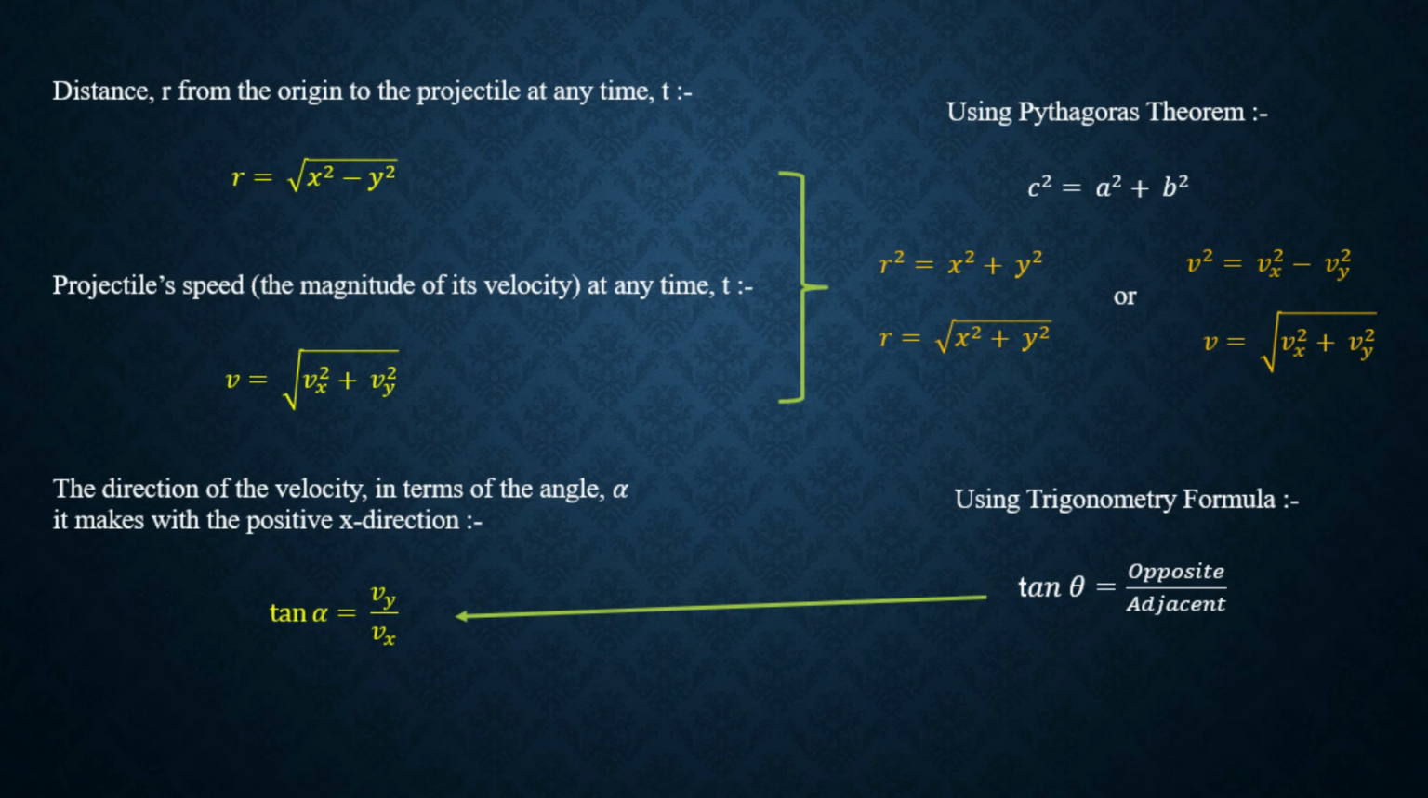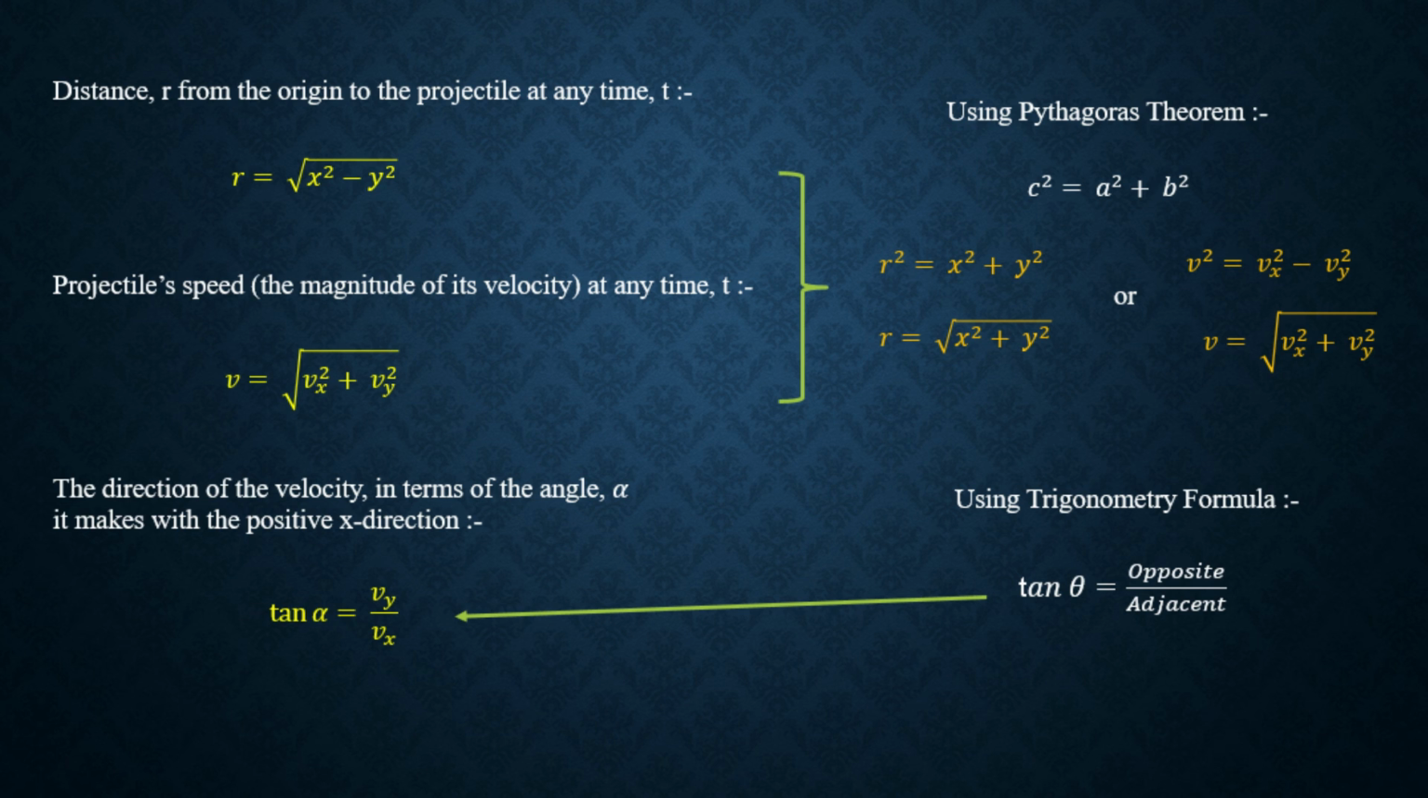For example, the distance, r, from the origin to the projectile at any time, t, is r equals the square root of x squared plus y squared. This distance equation is simply constructed using Pythagoras' theorem. We replace c with r, and a with x, as well as b with y. It goes the same in finding the magnitude of the projectile's speed, which is v equals the square root of vx squared plus vy squared.